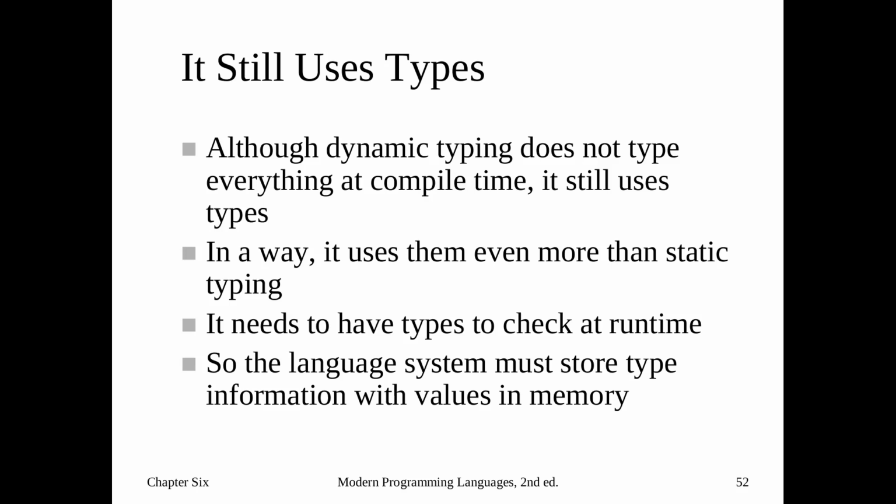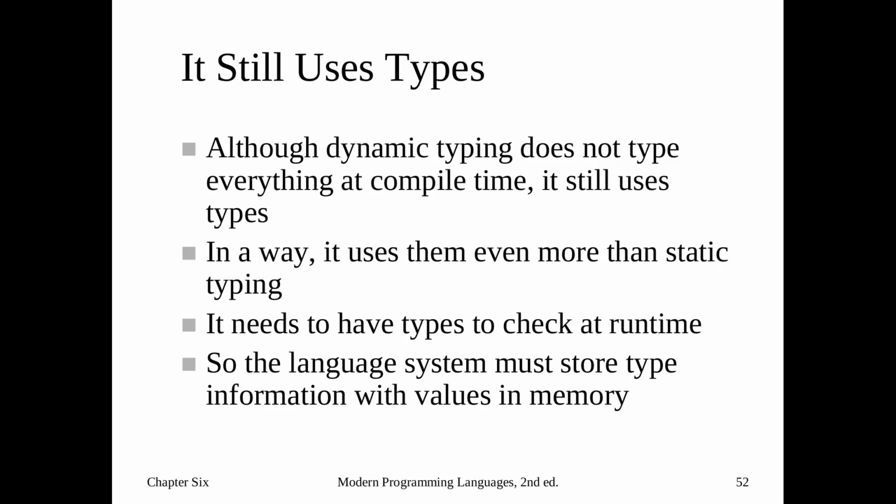Anyway, going back to this, we have dynamic typing. It does not type everything at compile time, but it still uses types. In a way, it uses them even more than static typing, right? Static typing just ensures at compile time everything is good to go, and then doesn't really worry about it at the end. On the other hand, dynamic typing needs to have types to check at runtime, right? We have to do the runtime type check, otherwise it won't work.